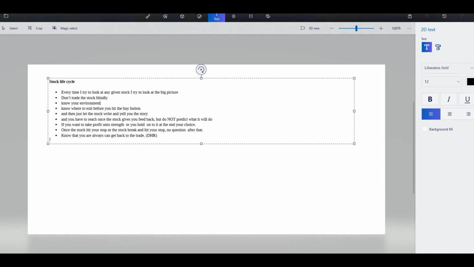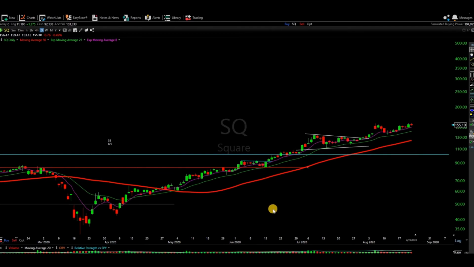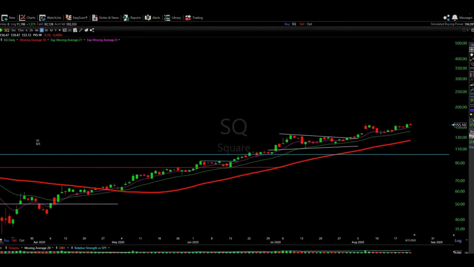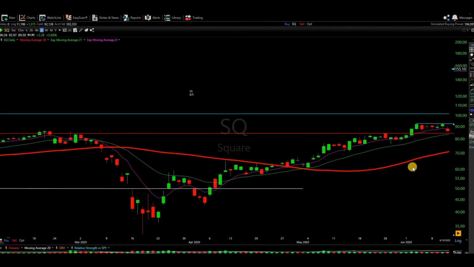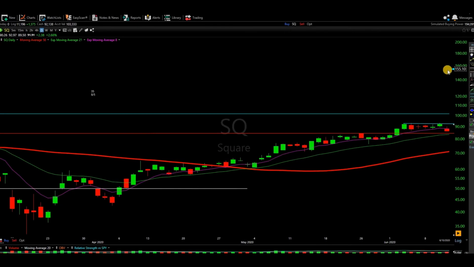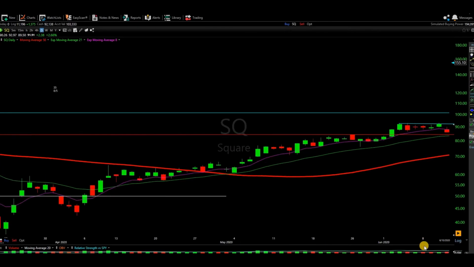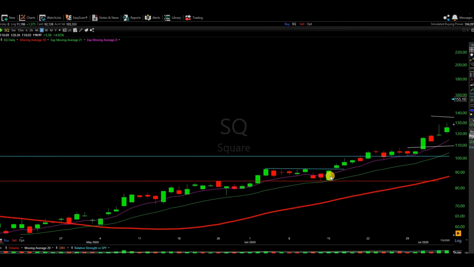Know where you exit. Have some type of low. I think when I got in here, my stop loss was, I don't remember, it was not more than 3 to 5%, sometimes 6%. My stop was really close. I don't remember exactly where I put it. You can put it right in here. You can do the math.